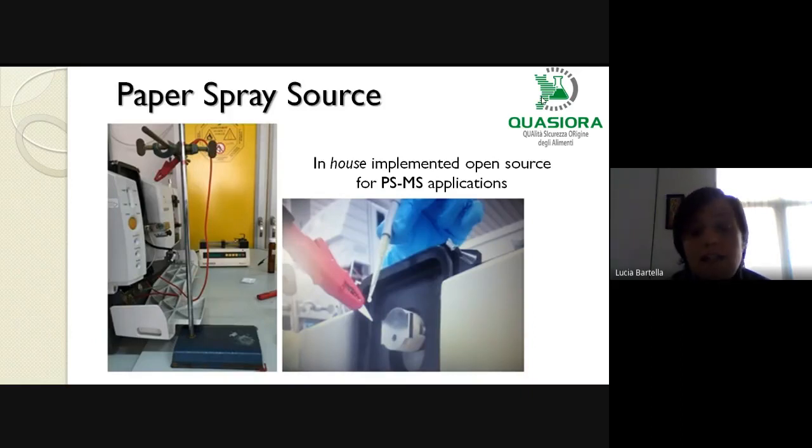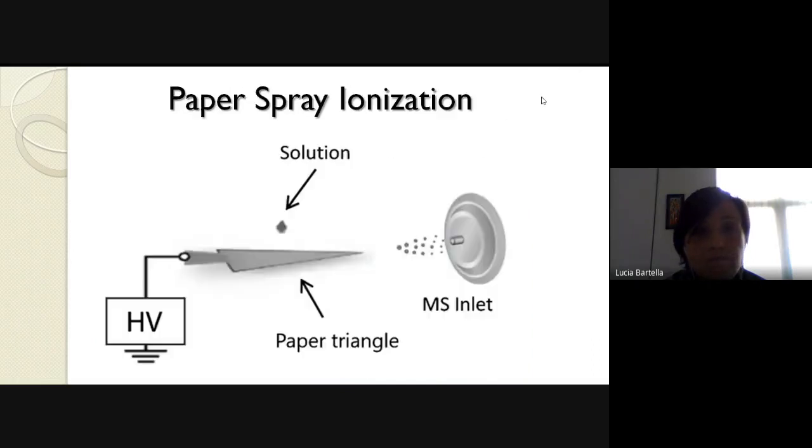In our lab, we have built an open source setup for paper spray application using a triple quadrupole, originally equipped with an ESI source, which was replaced with an in-house implemented open source setup for PS MS application. It is composed of a high voltage clip and a metallic stage for support. As we know, paper spray experiments are very simple and cheap.